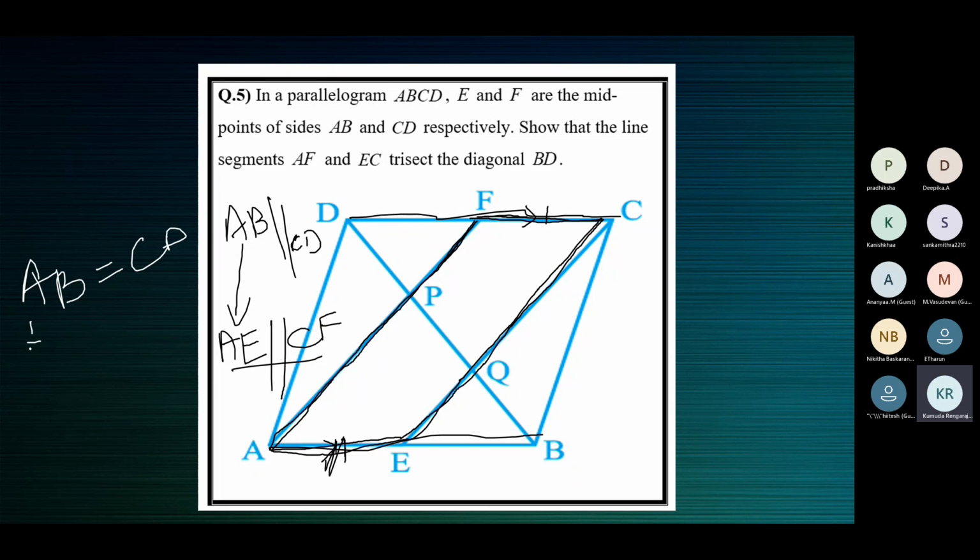So then half of AB. Do we know the midpoint of AB? Yes, ma'am. Okay. Do we know the midpoint of CD? Yes, ma'am. Only then we can use half. So since AB is equal to CD and we know the midpoints of AB and CD, the next equation is half of AB will be equal to half of CD. Half of AB is AE because E is the midpoint. AE is equal to half of CD, which is CF.